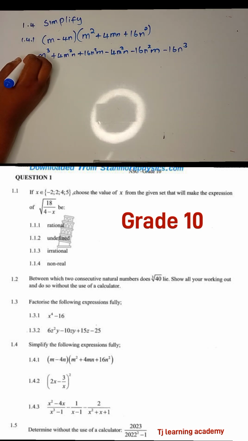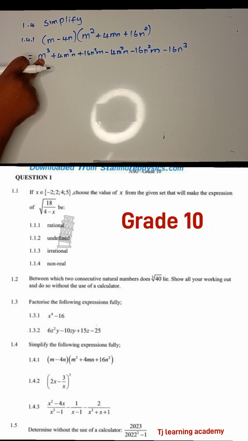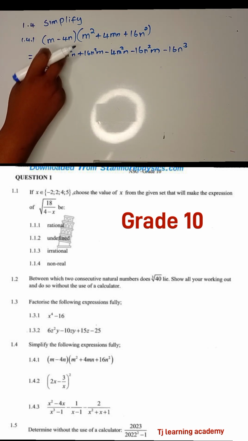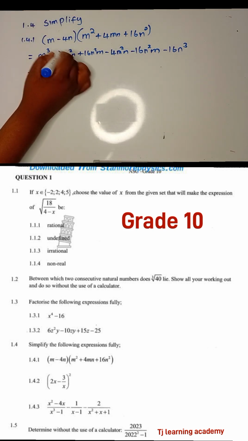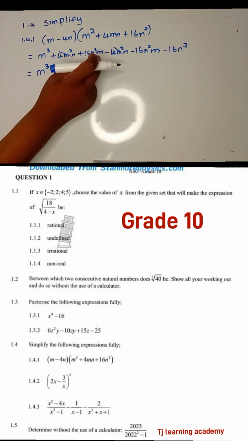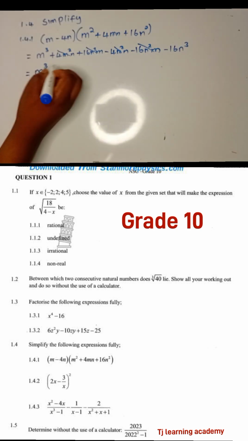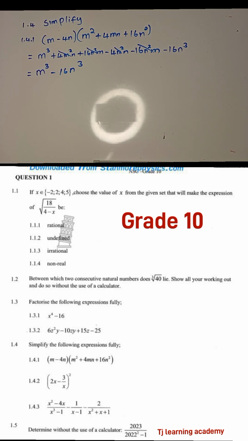So now we're going to group the like terms. This one does not have a friend, so I'm going to write it down as it is. So 4m squared n minus 4m squared n is 0, they will cancel each other. 16n squared m minus 16n squared m is 0, going to cancel. We are left with minus 16n to the exponent of 3. And that's it. We are done.